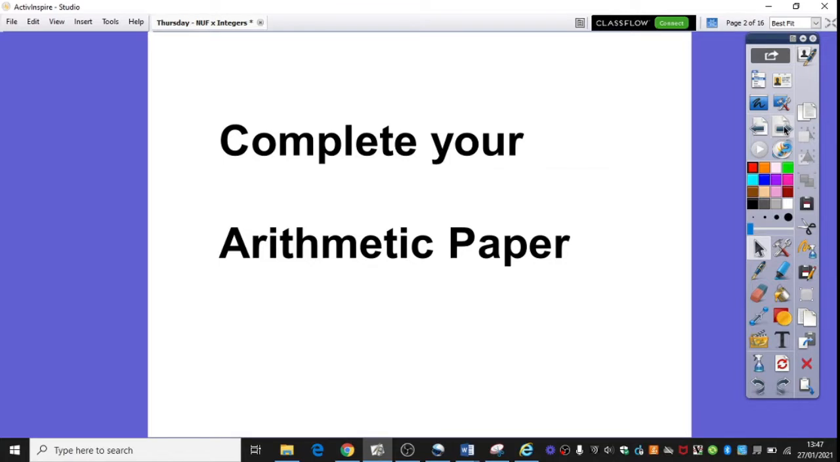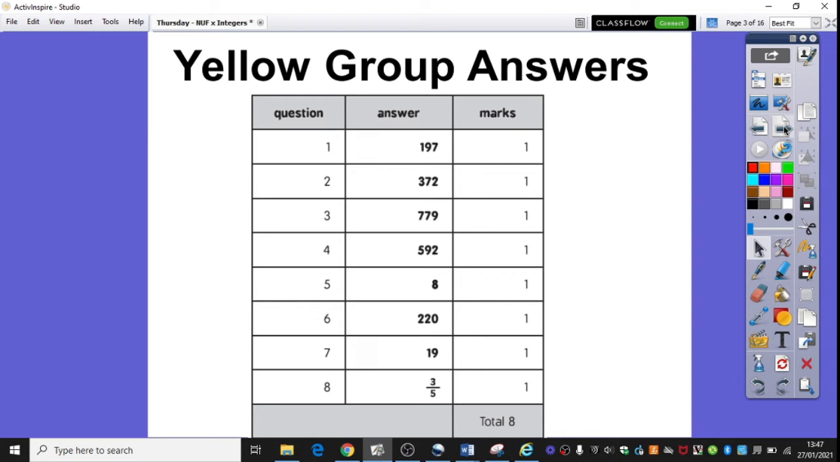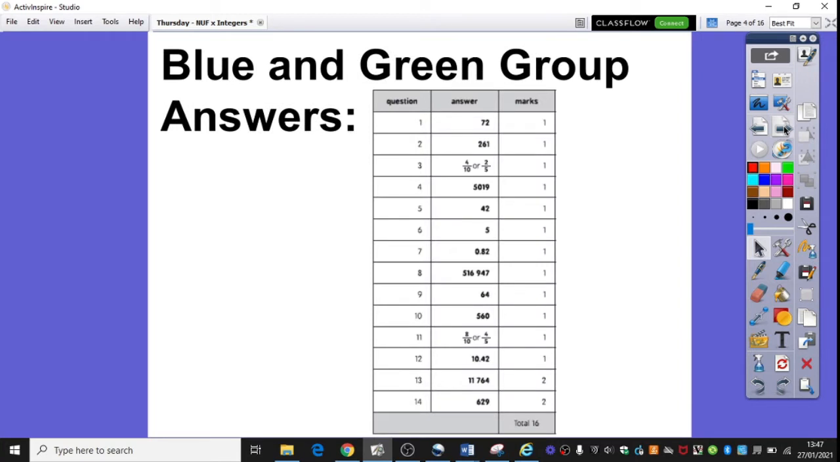So we're going to begin today by completing the arithmetic paper. If you could have a go at that now for me, spending between sort of 10 to 15 minutes, and if you could pause the video now and then I shall put up the answers. Okay, so yellow group, here are your answers if you'd like to pause the video now. And blue and green group, these are your answers if you'd like to pause the video now.